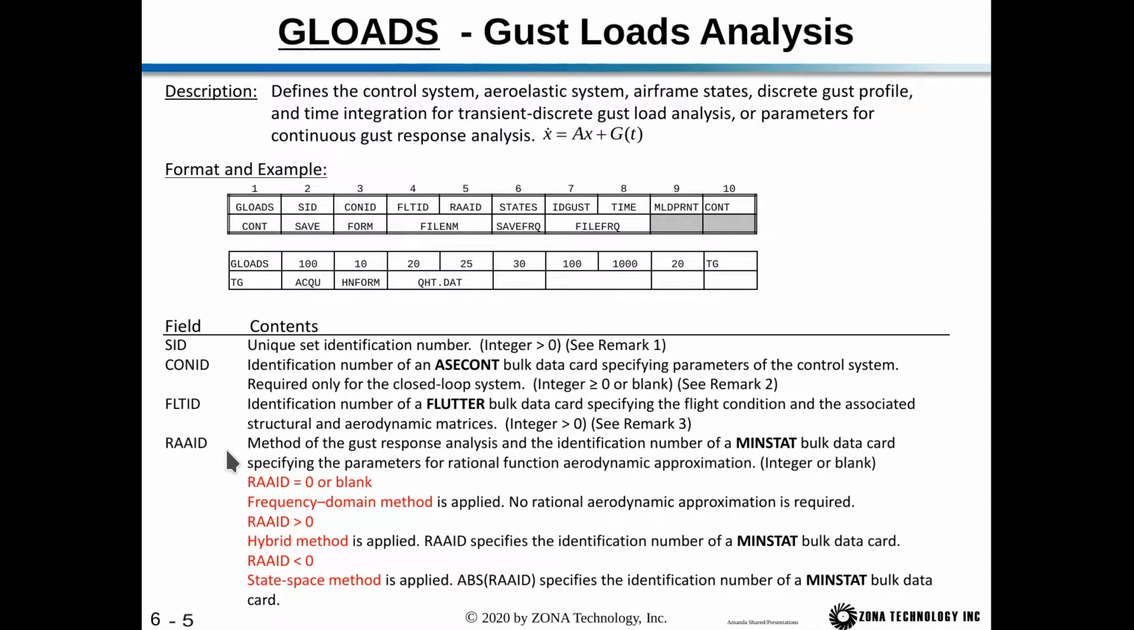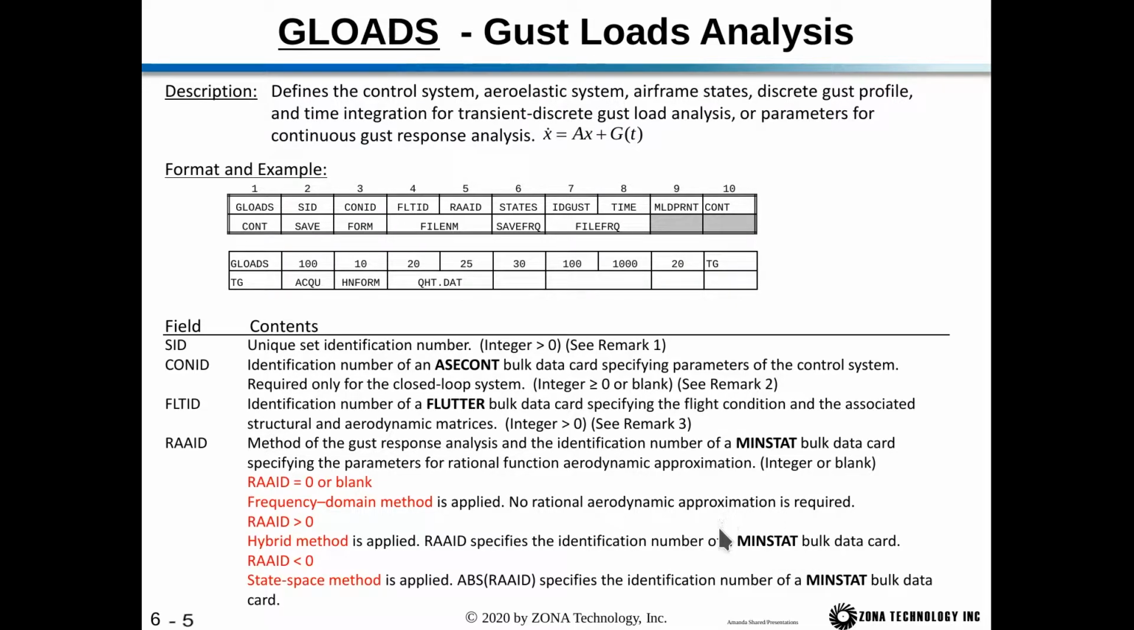The RAA ID field specifies the method of the gust response analysis and refers to a MNStack card. So if RAA ID is 0 or blank, then we do a frequency domain analysis, and so no rational function approximation is required. For RAA ID greater than 0, we use the hybrid method. So the RAA ID field refers to the MNStack card.